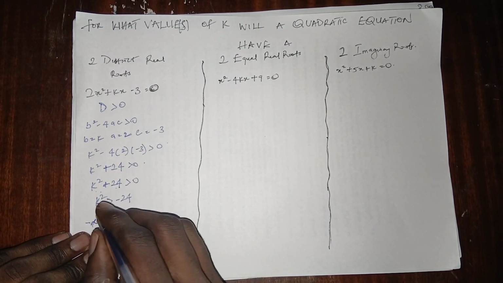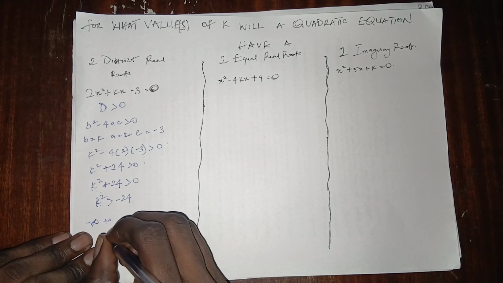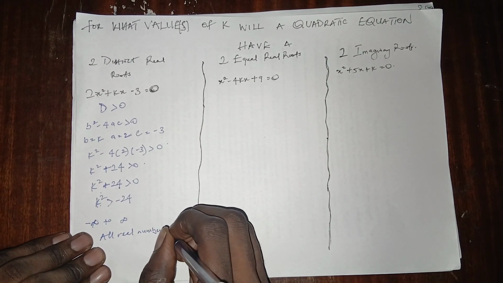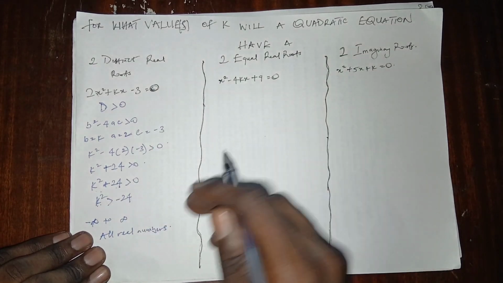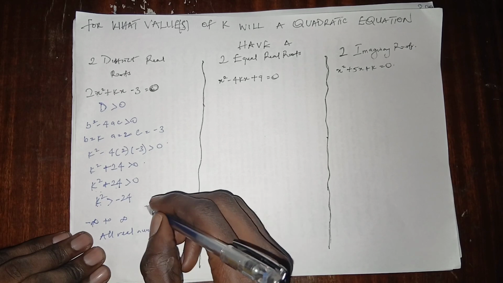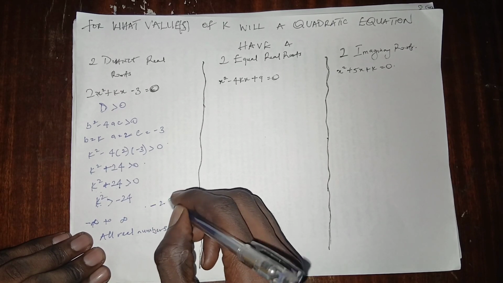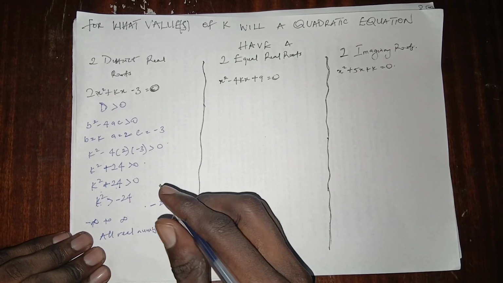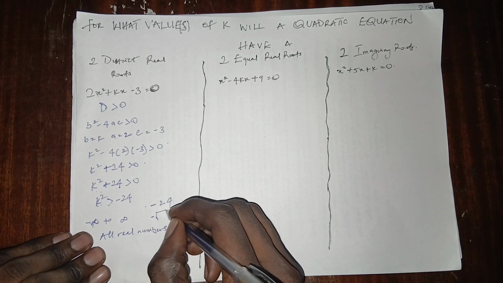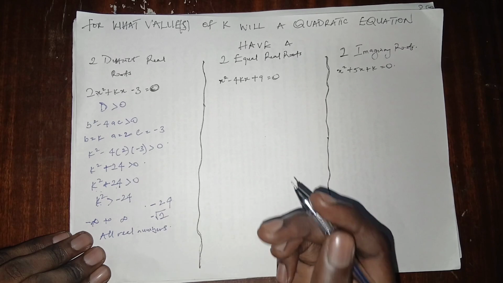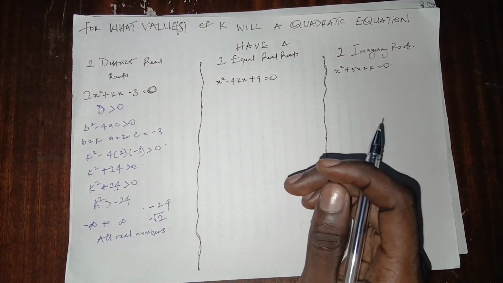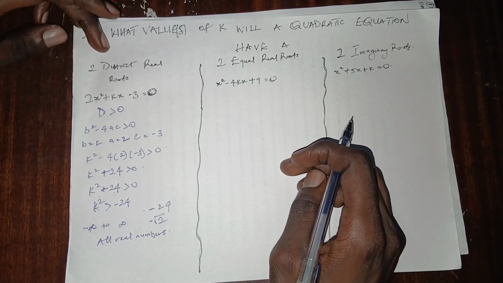So k here is all real numbers. If this is an objective question, this will be the answer: all real numbers, including decimals. If the decimal is minus 2.4, when squared it is still greater than this, or even minus 2, we still have something greater than this. So either way, all real numbers will fit the value of k here, and any real number will give you two distinct roots.